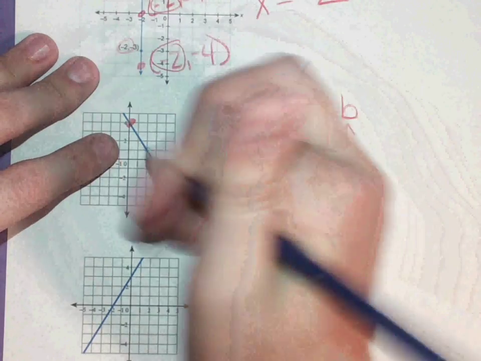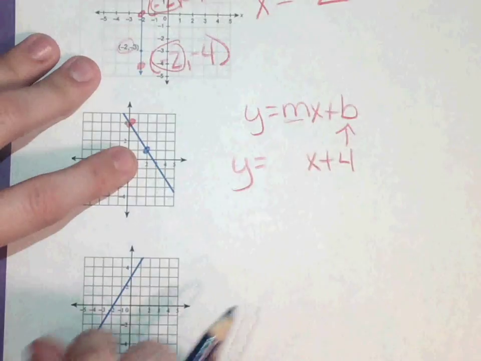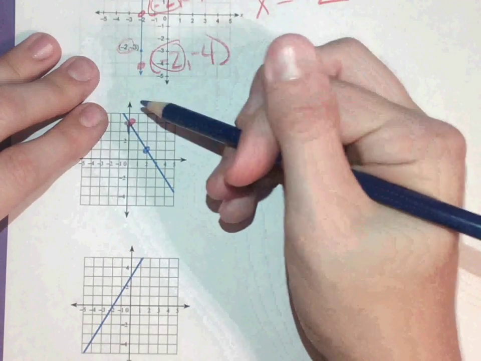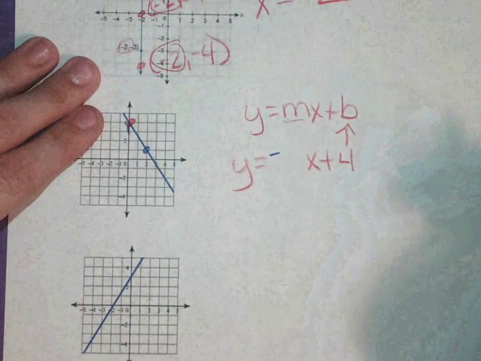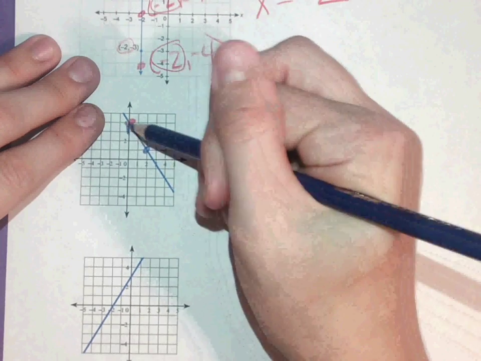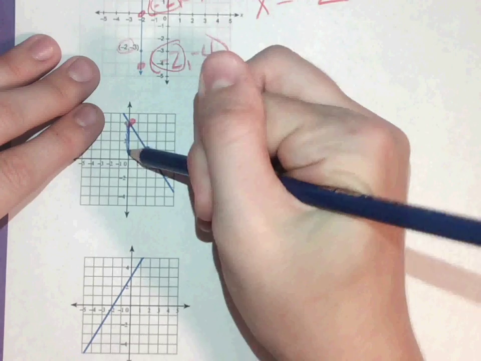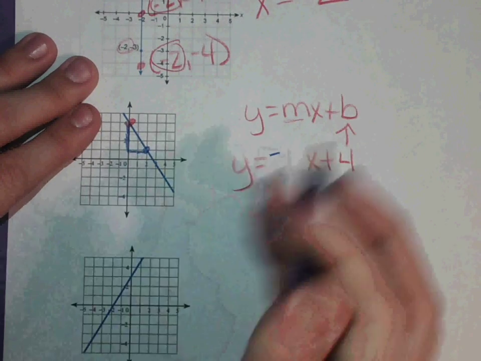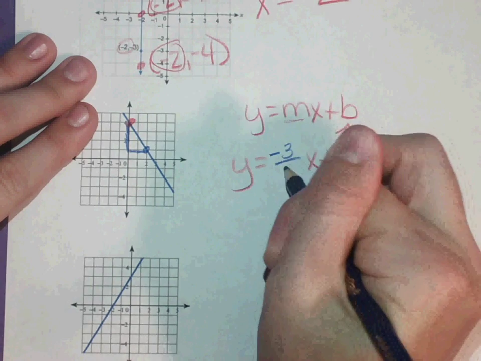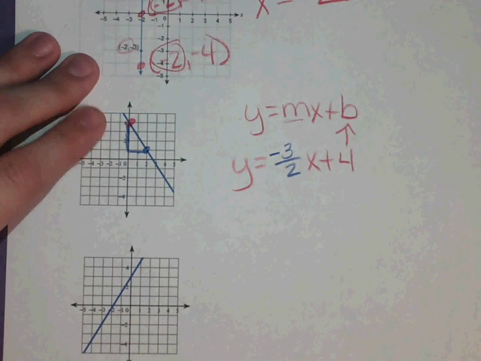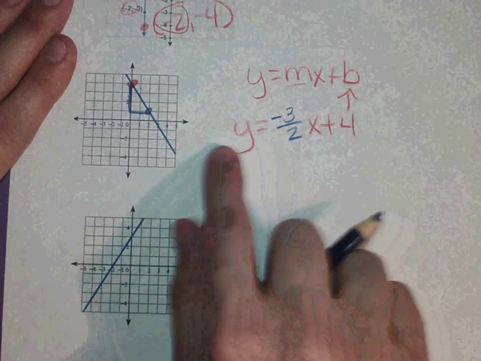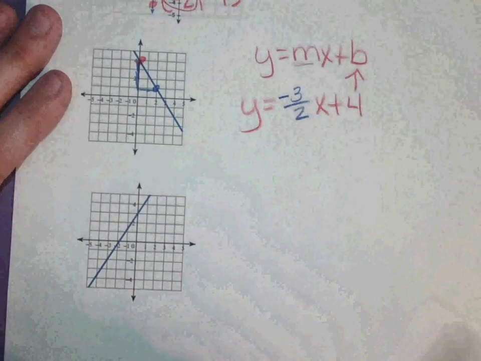I see that I can identify a point right here. So I'm going to count my rise over run. So I'm going down, which means it's a negative. Negative 1, negative 2, negative 3, and I'm going to run 1, 2. So negative 3 over 2. And that is my equation for that line.